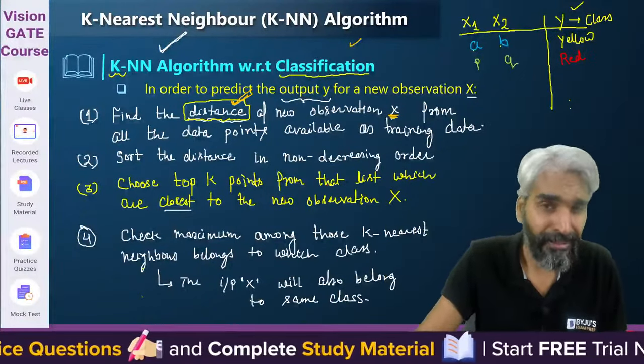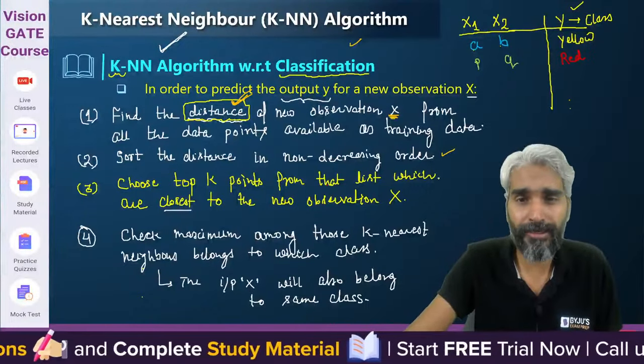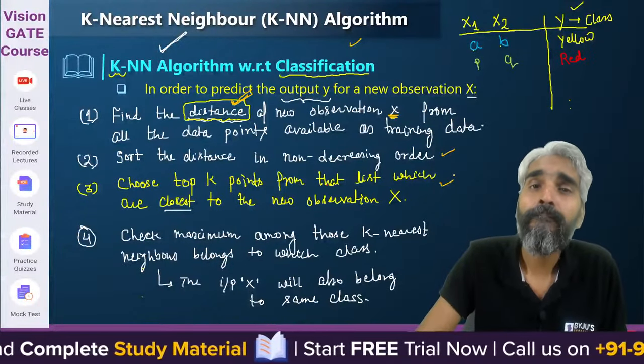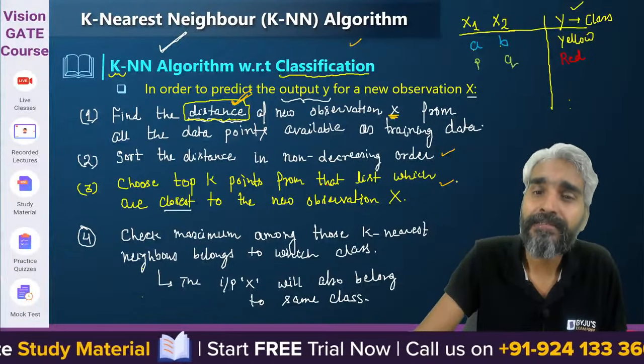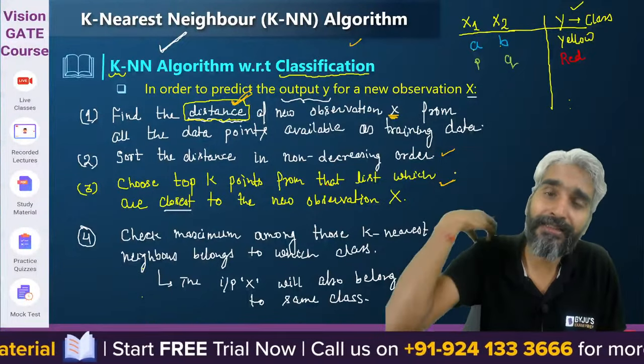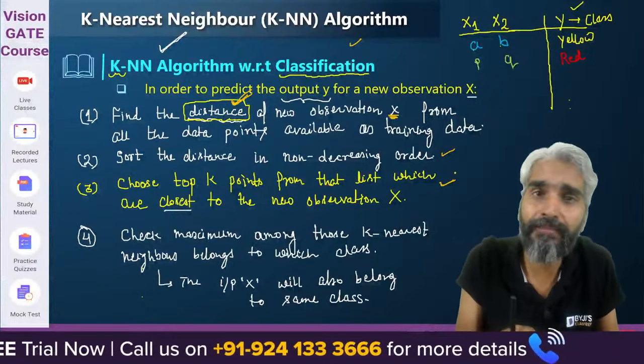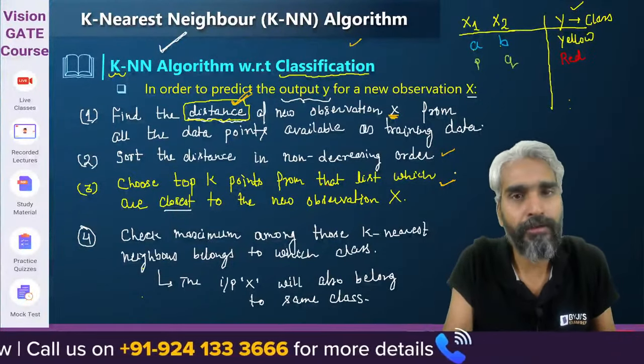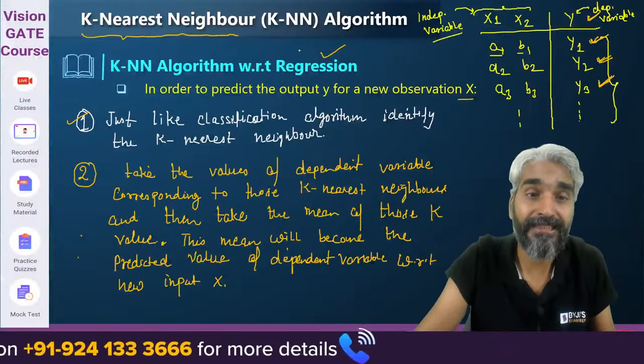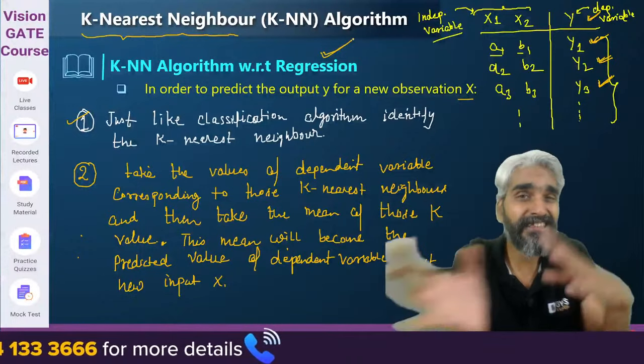After getting the distances, you just need to sort them. Then select the k nearest neighbors. Then check in which particular class the maximum of those k neighbors belong. Your new input will also belong to the same class. If you are talking about regression, then please select k neighbors.